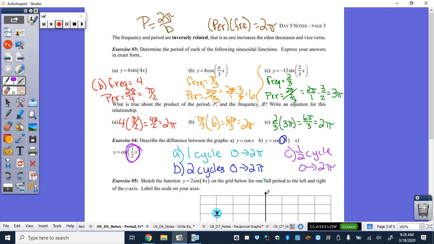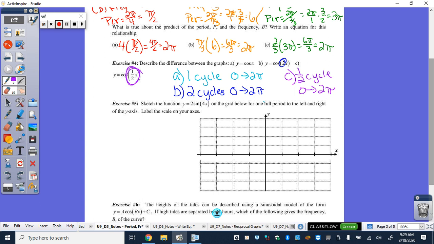So our first one, the parent function, you get 1 full cycle from 0 to 2 pi. The second one has a frequency of 2, so that's 2 cycles from 0 to 2 pi, so that's 2 complete cosine curves. And then c is half of the cycle from 0 to 2 pi.